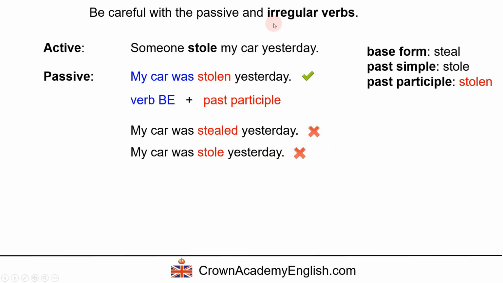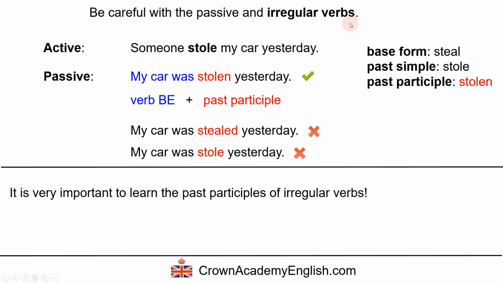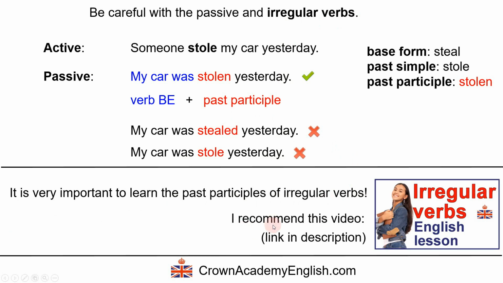So the conclusion is you must learn the past participle form of irregular verbs. You have no choice. There's no other way to do it. So yes, it is very important to learn the past participles of irregular verbs. But don't worry, I have a video about this. So I recommend this video on my channel. The link is in the description and it is also on the screen now in the cards. So you should see a link on the top right of this screen, a link to that video. I recommend you watch it.